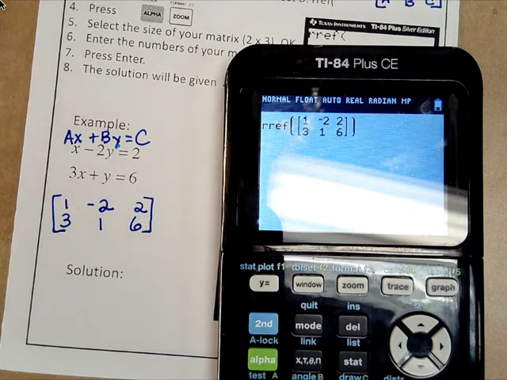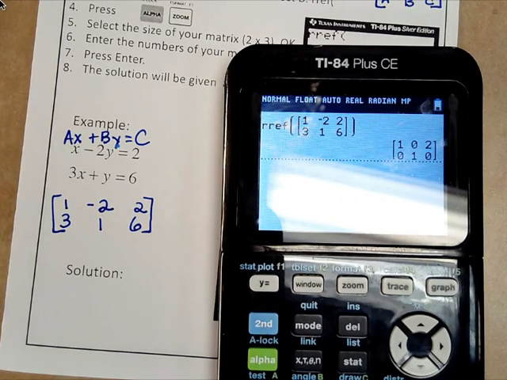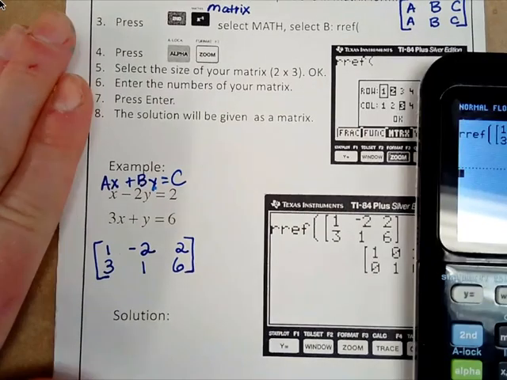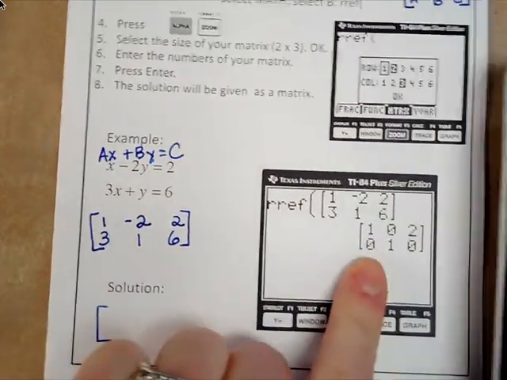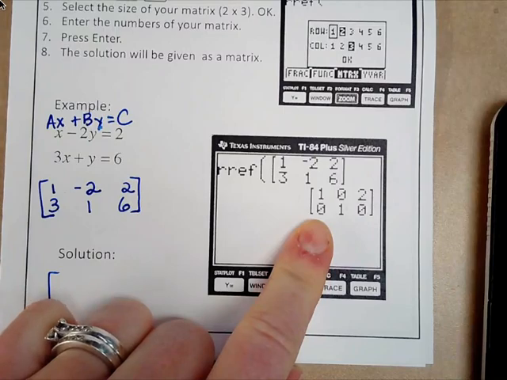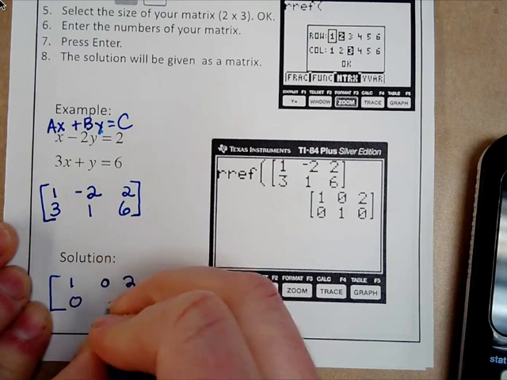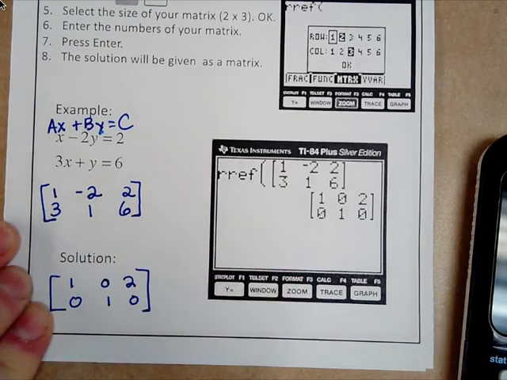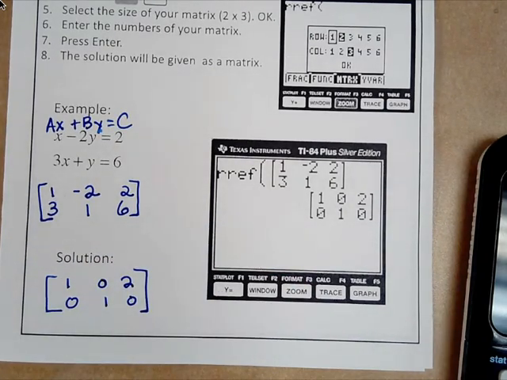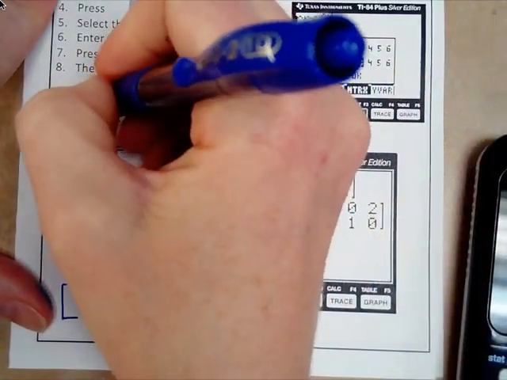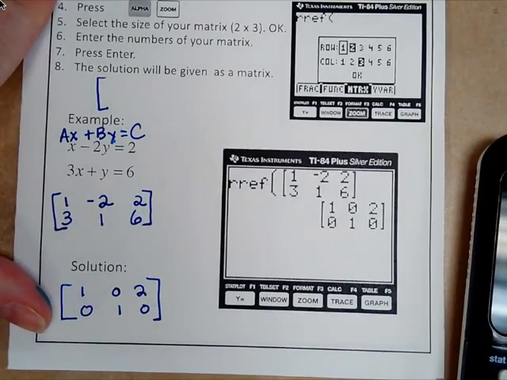All right, now push enter and look at how it gives us our solution. I'm going to write the solution here. I gave you the output here, the exact picture of it. So it should be 1, 0, 2, 0, 1, 0. So let me tell you what that means. It means there is a solution. If it was no solution, it would give you an undefined or all zeros. It's something funky.